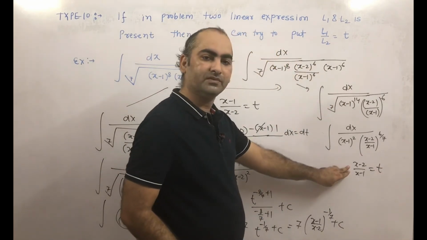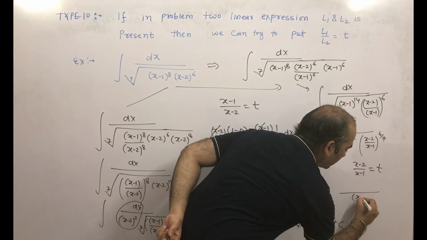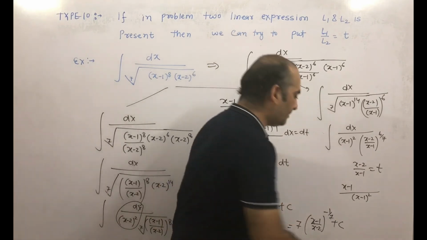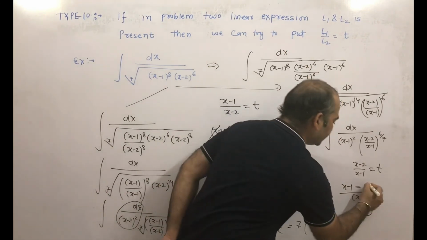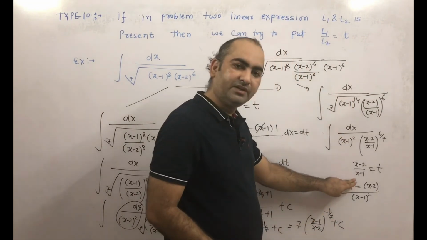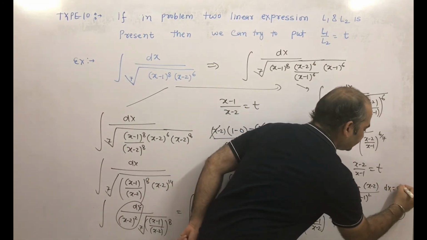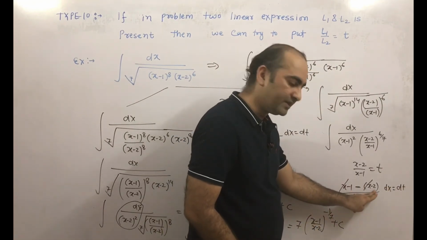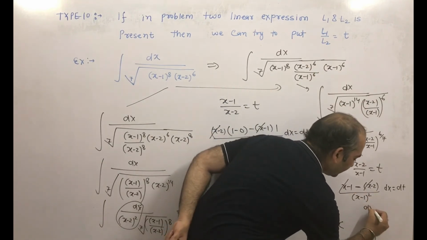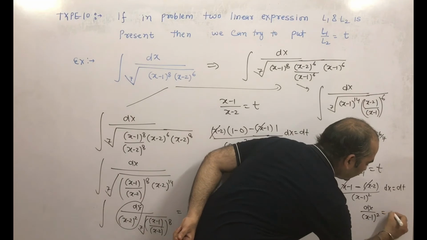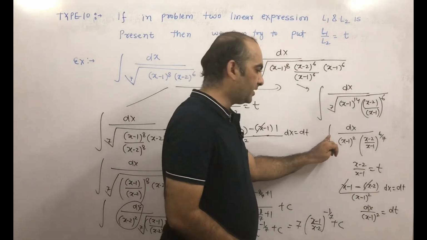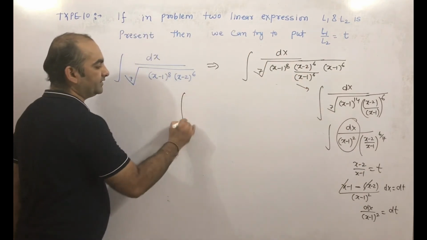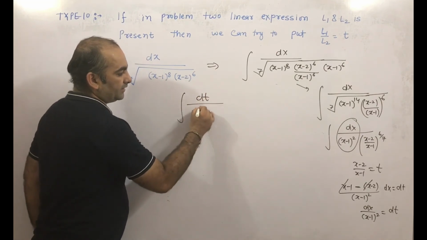Now we will differentiate this one. Here (x minus 1) whole square is in the denominator, x minus 1 is outside. x minus 2 differentiated gives 1, minus (x minus 2) as it is, and x minus 1 differentiated gives 1. dx equal to dt. So here x and x get cancelled. Minus 1, minus 1 minus 2 is plus 2, so 1 divided by, dx divided by (x minus 1) whole square equal to dt. So this integration becomes dt divided by t power 6 by 7.